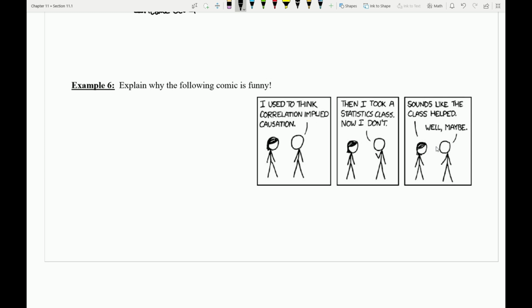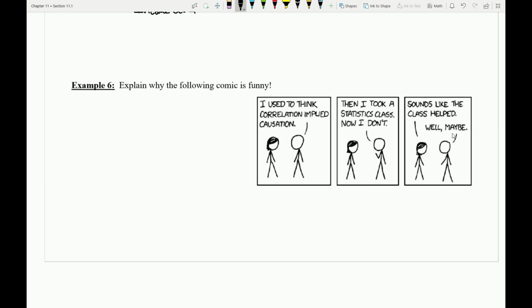I used to think correlation implied causation, that they mean the same thing. Then I took a statistics class. Now I don't. Sounds like the class helped. Well, yeah, maybe. Oh, that's classic. It gets me every time.